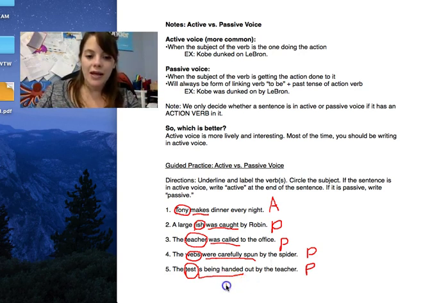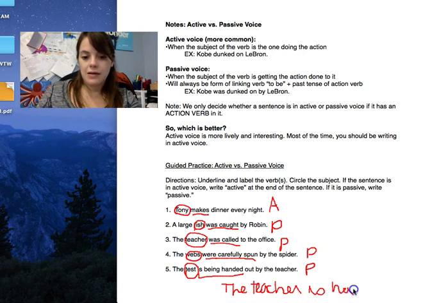Okay, I want you to write this on your paper as well. The teacher is handing out the test. Hopefully your writing is a little neater than mine.